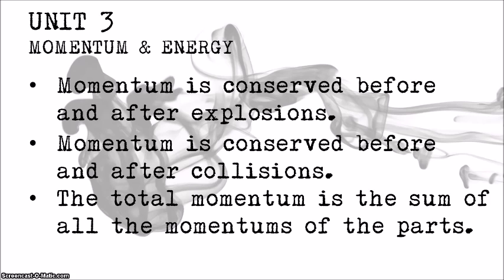Momentum is conserved before and after collisions. Often a collision is going to have a non-zero start momentum, therefore a non-zero start or end momentum because one or both of the objects is moving. The total momentum is the sum of all the momentums in the system. It's the sum of every single momentum, the sum of the parts, right? Just like when we were talking about systems back in Unit 1.